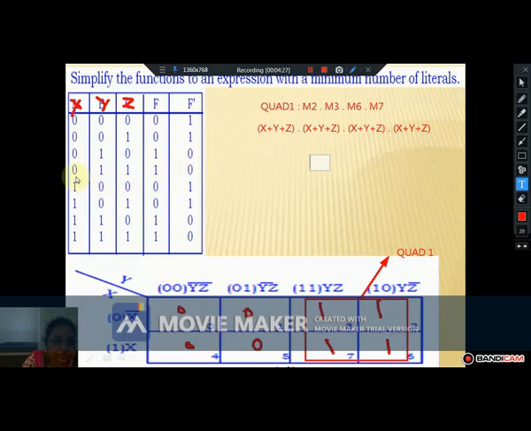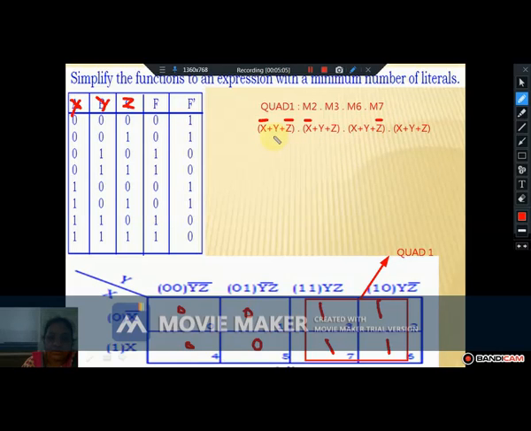M2 is x bar y z bar. So x bar y z bar, and next is x bar y plus z, and next is x y z bar and x plus y plus z.